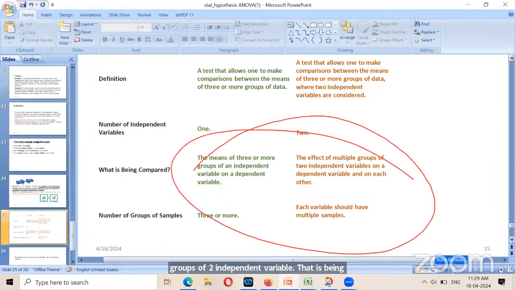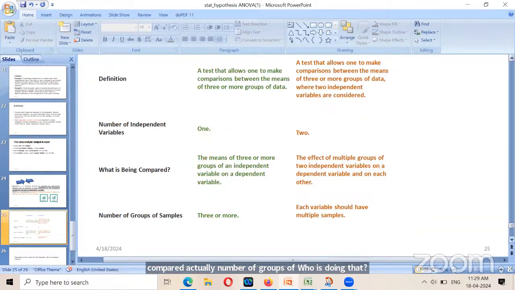Number of groups of samples. Who is doing that? I think somebody is doing something on the screen.